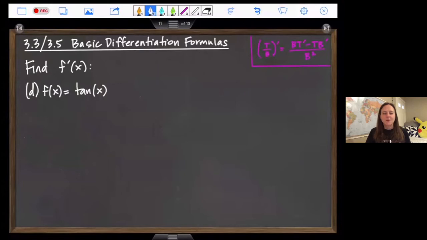All right, one more straightforward derivative with the quotient rule. And I have a function here that at first glance doesn't even seem like it has a quotient. We have the tangent function. We haven't learned the derivative of the tangent function yet because we were waiting for the quotient rule. Remember that tangent is equal to sine over cosine. Right, so here is where the quotient rule comes in.